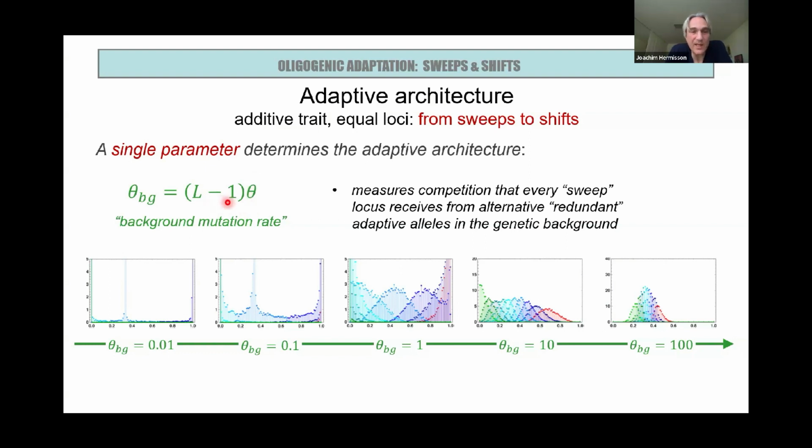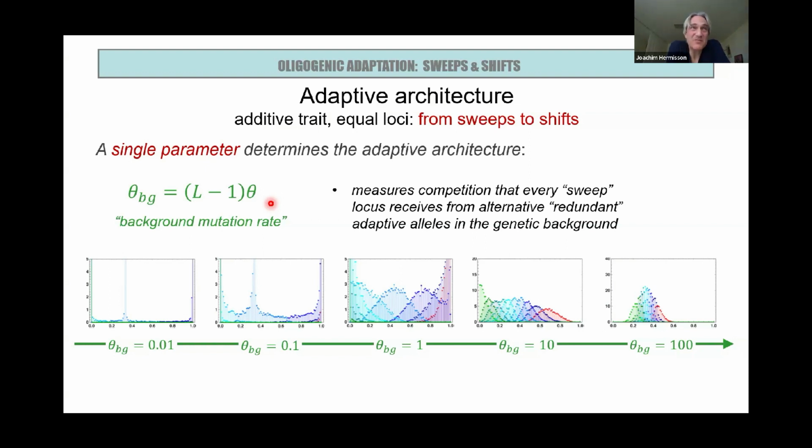All right, why L minus 1? This is the background mutation rate because it measures, for each locus, the competition that it receives from alternative redundant adaptive alleles in the genetic background. If there's only a single locus that can do the trick at all, then it must fix in the end. There is no way around it. No matter what the mutation rate is on that locus, small or large, it must do the thing in the end.